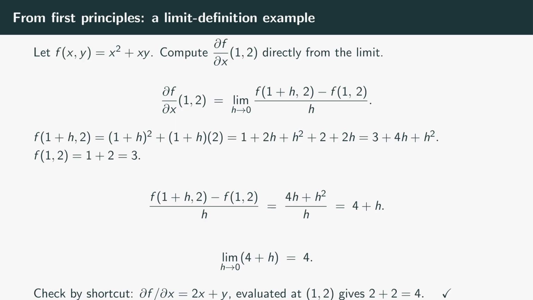The partial is 4. Sanity check with the rule we are about to start using everywhere. Partial of f with respect to x, treating y as a constant, is 2x plus y. At 1, 2, that is 2 plus 2, which is 4. Same answer. The shortcut works because the limit works, not the other way around.